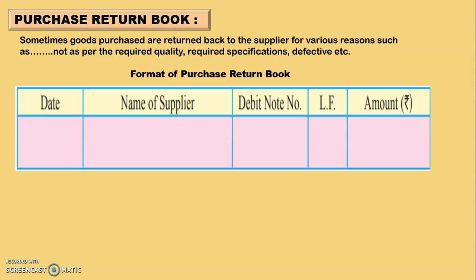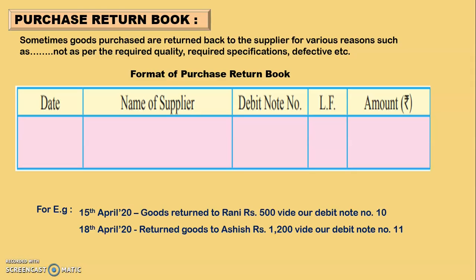The format of purchase return book is, we have the date column, name of the supplier, debit note number, ledger folio and amount. Now when such goods are returned, a debit note is prepared. This debit note contains the details of the goods returned, and it also states that the supplier's account is debited. Let's understand this with the help of an example.